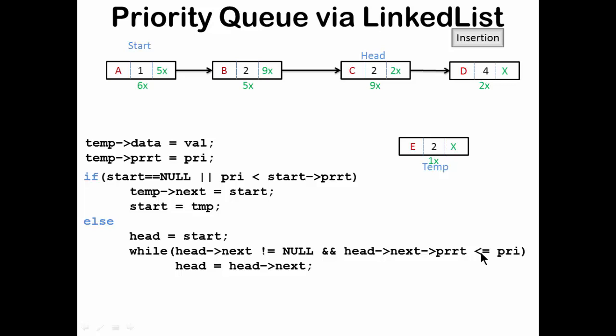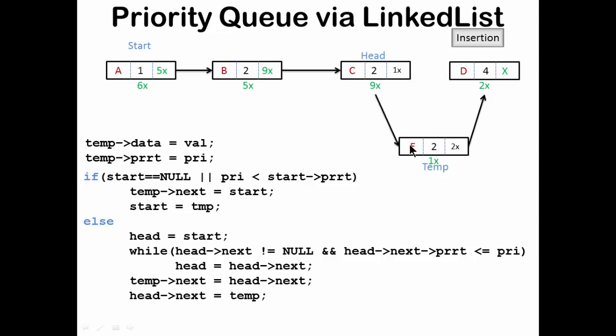Now here the first task is that the temp next should be pointing towards the 2x, and the 2x value is with head. So temp next is equal to head next. Fine. Now head next should be equal to temp. And this is how the node will get inserted into the right position, or you can say the tail of the same preference order.